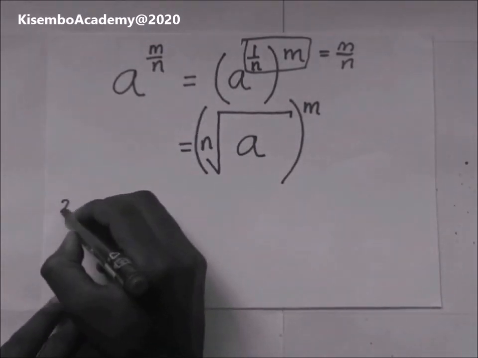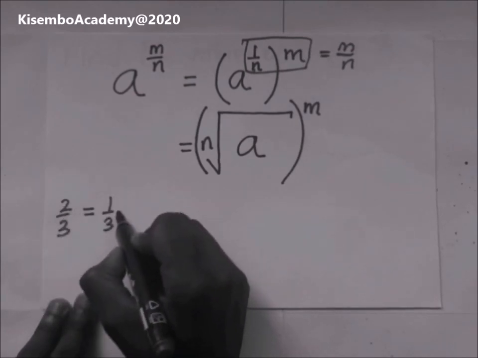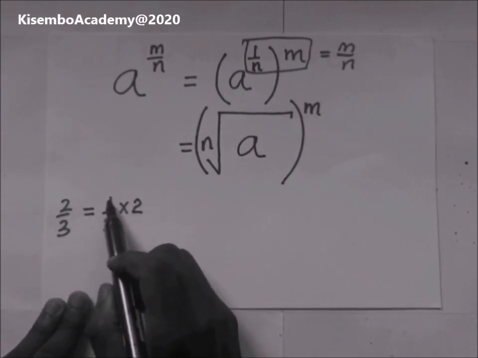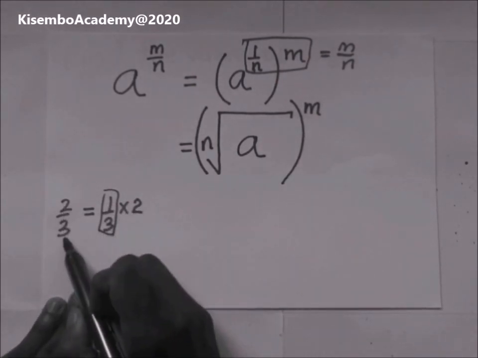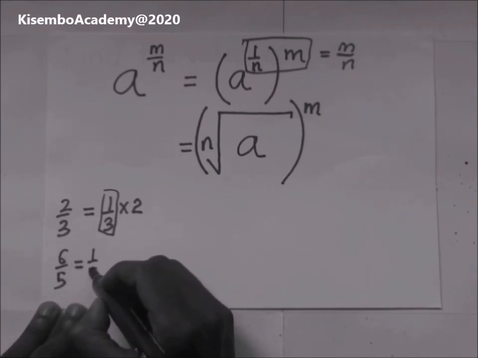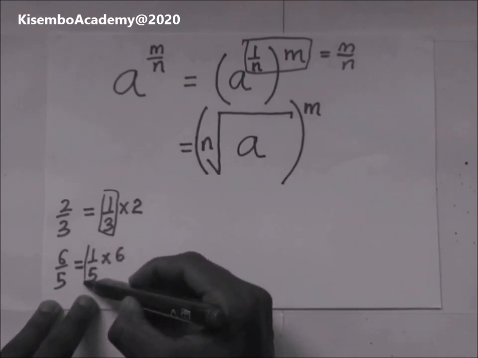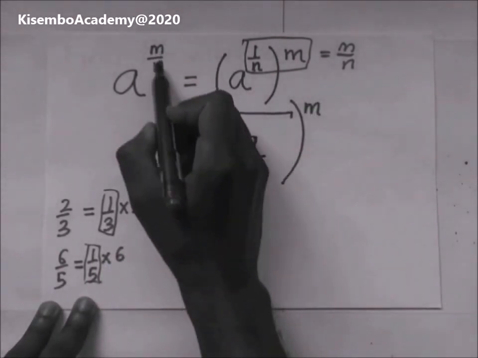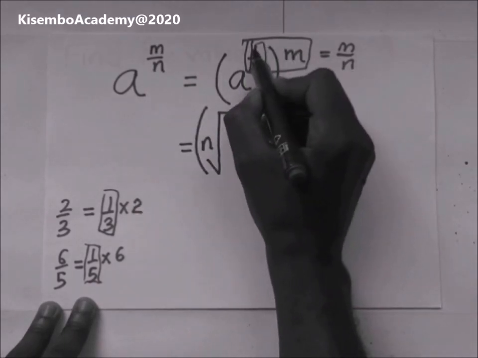It's like when they give you 2/3. 2/3 is the same as saying 1 over 3 times 2. You displace this 2 out and you make this 1 over 3 times 2. So 1 over 3 times 2 is the same as 2/3. Or if they told you 6 over 5, 6 over 5 is the same as saying 1 over 5 times 6. So our interest here is to create a fraction that is having 1 as the numerator. And that's what we are doing here. That m over n is the same as 1 over n times m. We are interested in this fraction that is having the 1.